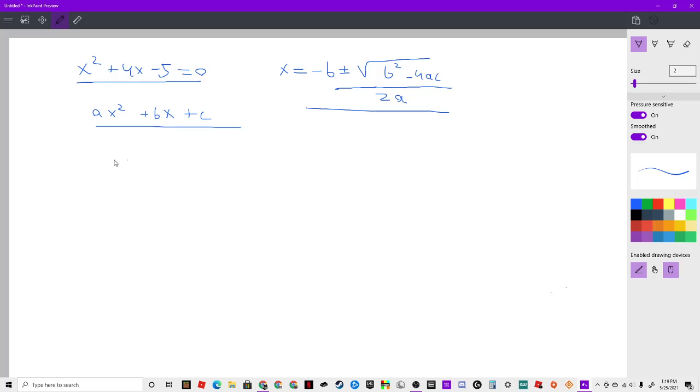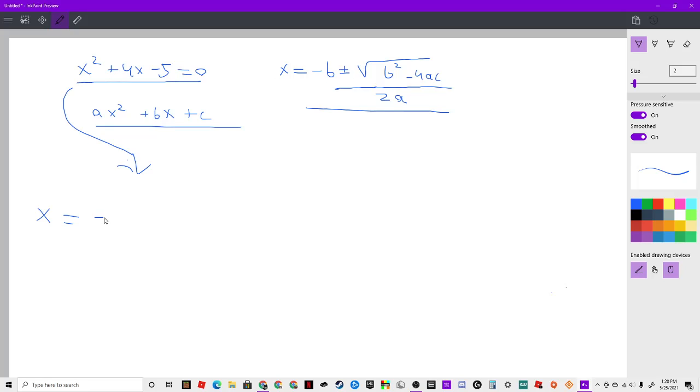So x equals, and this is a, this is b, this is c, and they correspond with this. So this x squared would be a, and since there isn't a number in front of it, it would be 1, because a variable cannot be on its own. And then this would be b, and this would be c. So the negative b would be negative 4.